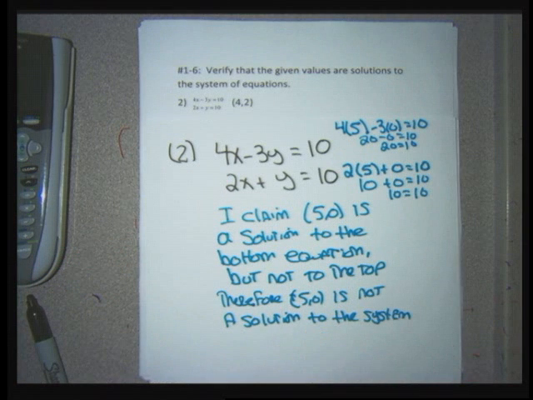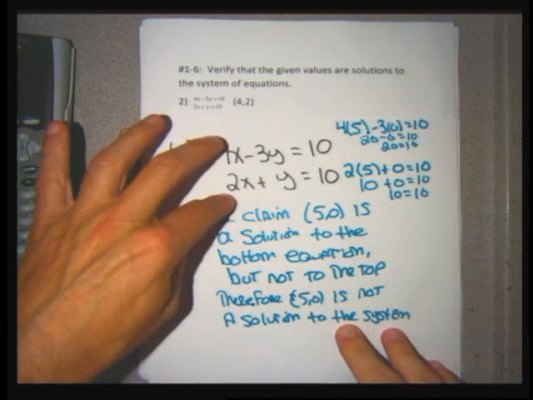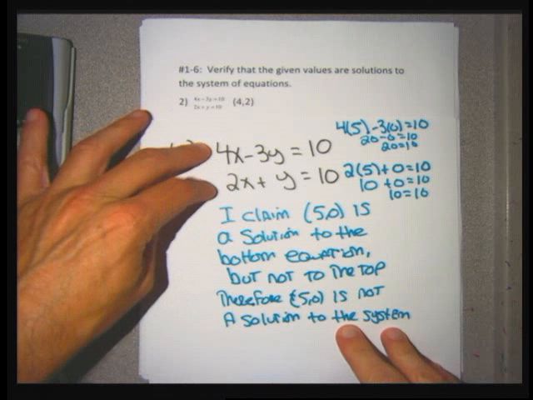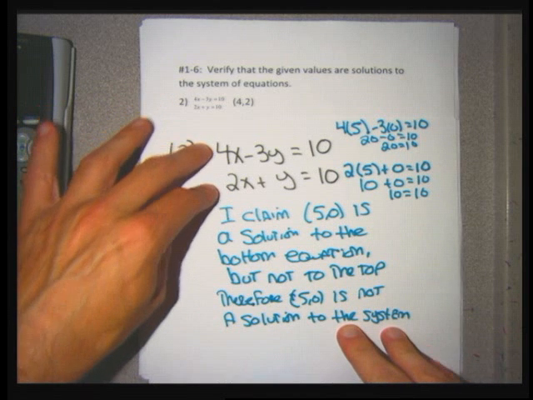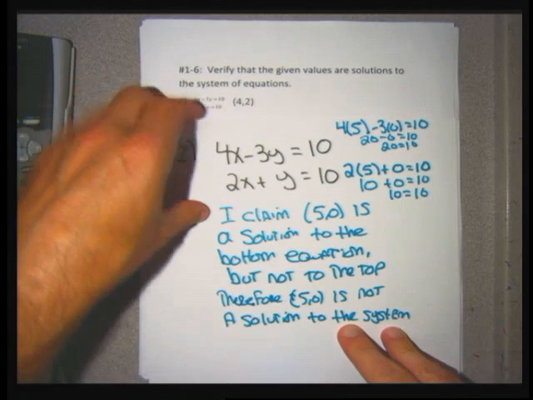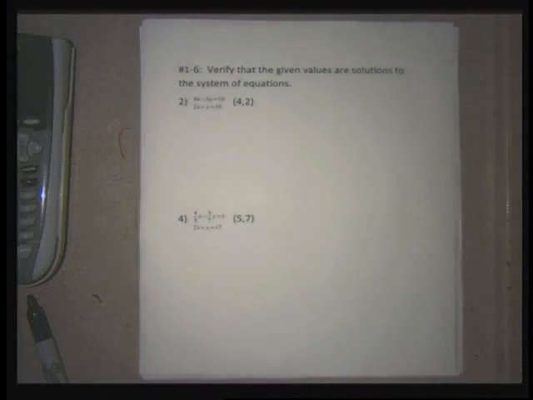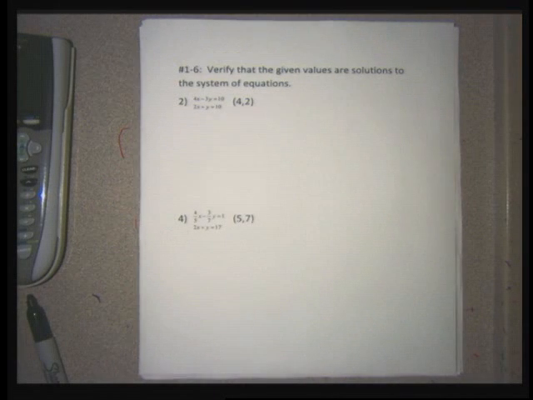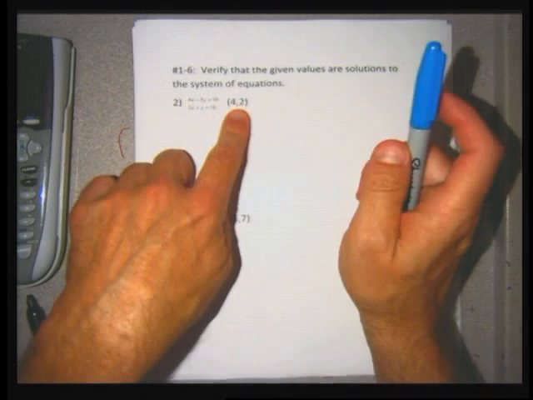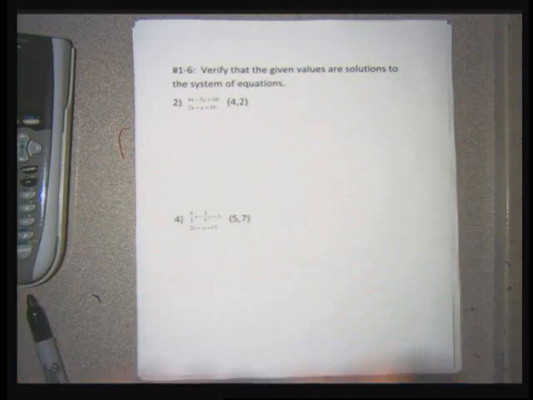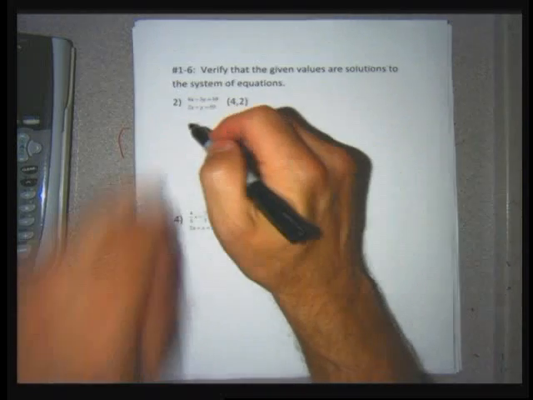A solution to a system of equations is a point that makes both equations true. There are lots of points that make one equation true but not the other. There are points that make both equations false. A solution to a system of equations is a point that simultaneously makes both equations true. And in problems 1 through 6, there really isn't any algebra to do. I give you a system of equations and a point, and we're supposed to verify that the solution I gave you is actually a solution just by substituting it in.